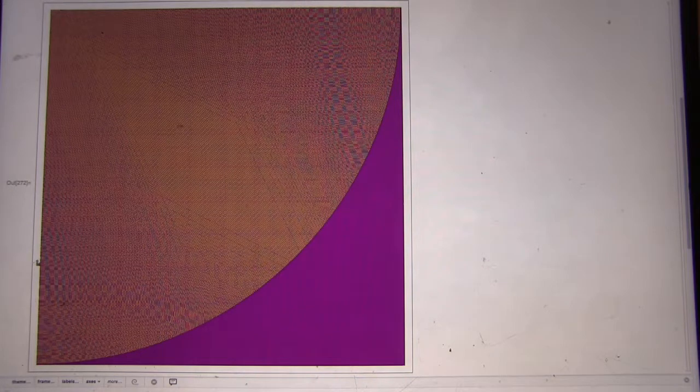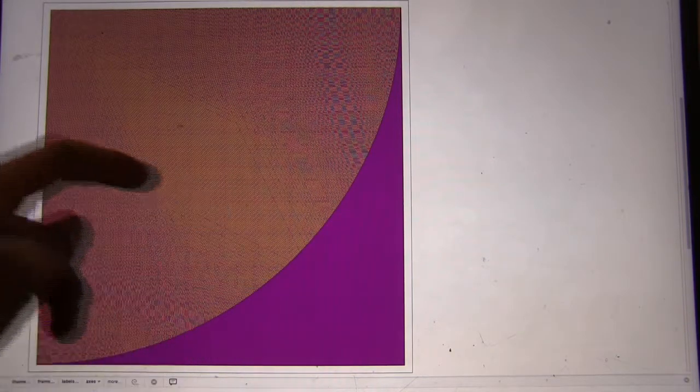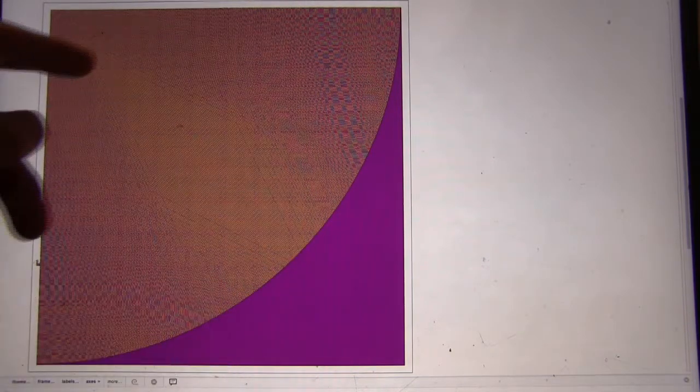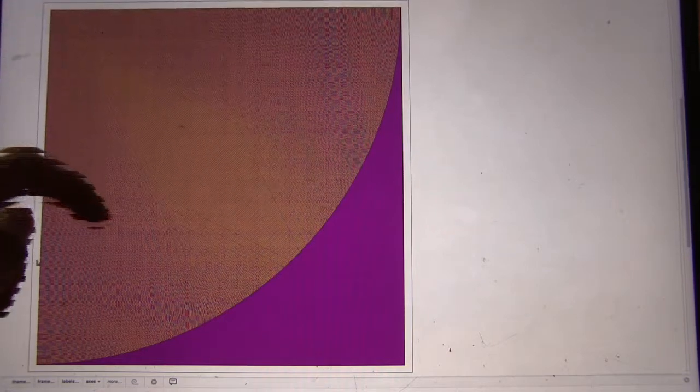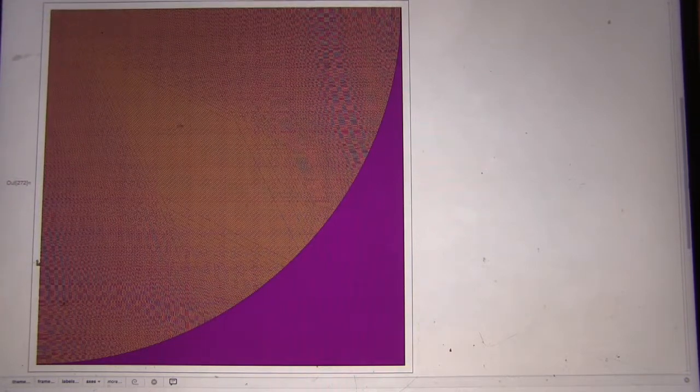You've got these kind of curves here and there. Yeah, there's starting to be some pretty surprising structure. It's not making a structure we've seen before. Like it's not making Sierpinski's triangle or something like that, which would be pretty weird. But there is some structure here.